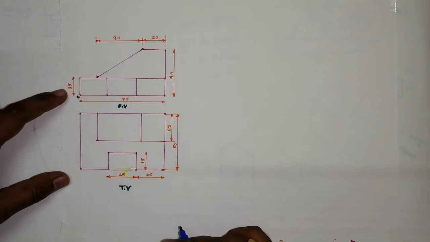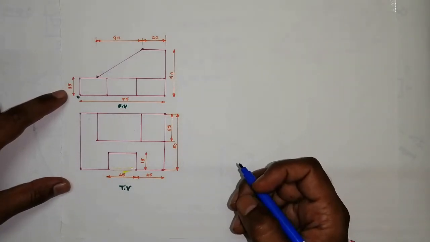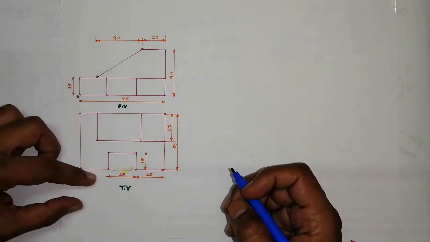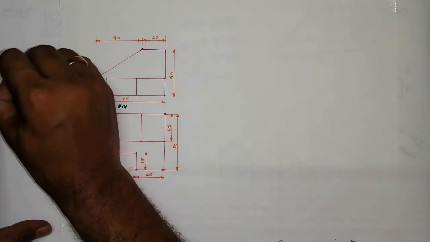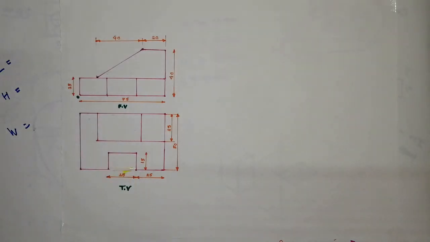We are discussing here the construction of the isometric view. In this type of problem, the front view and top view are given. So the first step is to find out the three major dimensions, that is length, width and height.